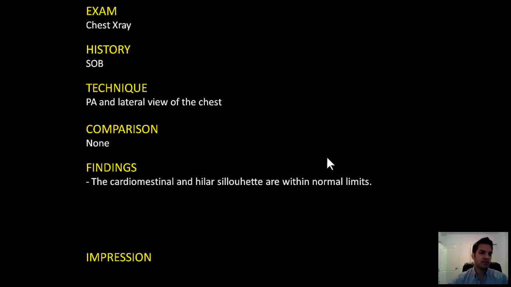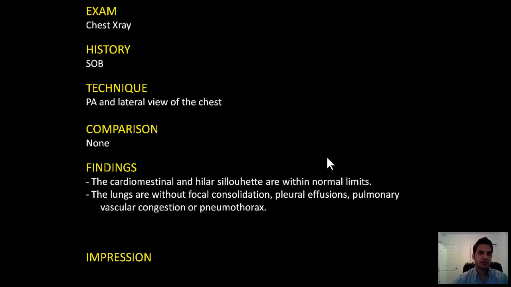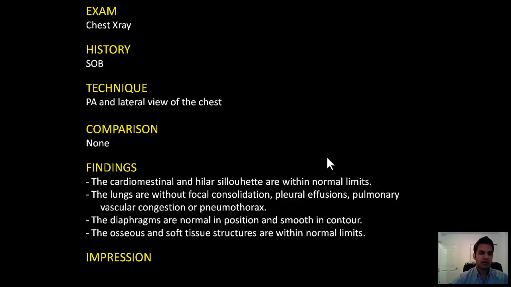So here we'll say the cardiomediastinal and hilar silhouette is within normal limits. The lungs are without focal consolidation, pleural effusions, pulmonary vascular congestion, or pneumothorax. The diaphragms are normal in position and smooth in contour. And finally, the osseous and soft tissue structures are within normal limits. So our final impression would be a normal chest radiograph.